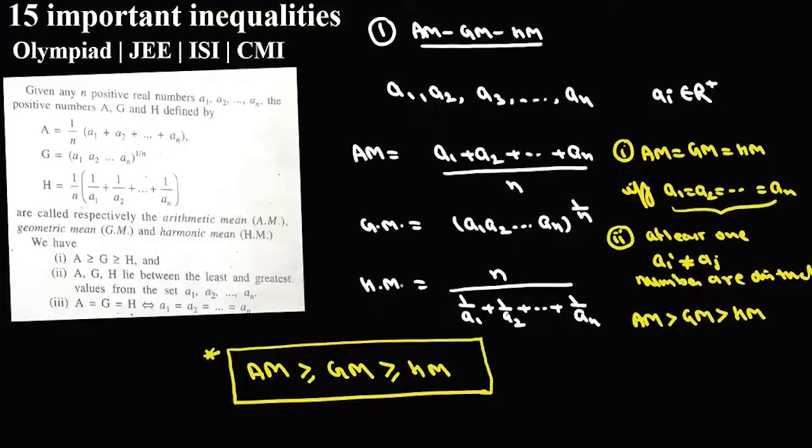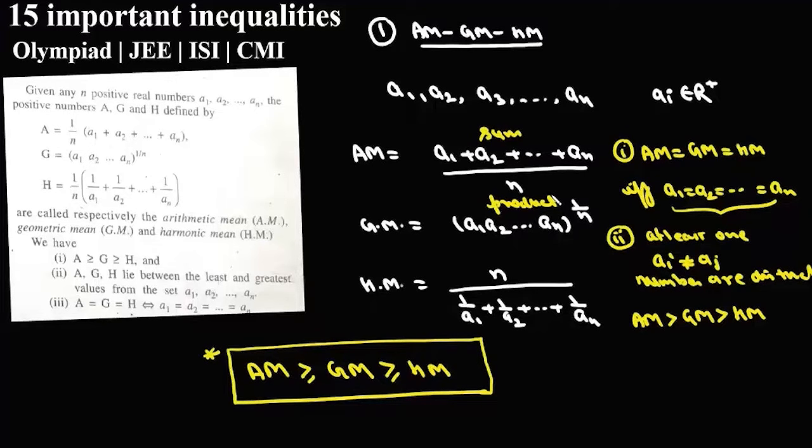Now, since AM is related to sum and GM is related to product, you'll find many situations where it will be given that either sum is constant or product is constant. So if sum is constant, they'll ask you to find the maximum value of the product. And if product is constant, then they'll ask you the minimum value of the sum. So these are some common problems that you'll find in the AM, GM and HM inequality. Now this inequality is so fundamental that it is extensively used in every portion of mathematics.